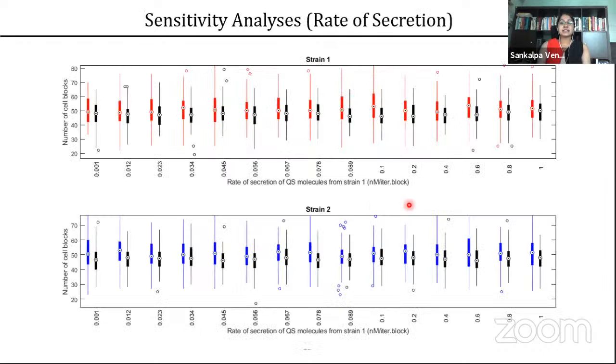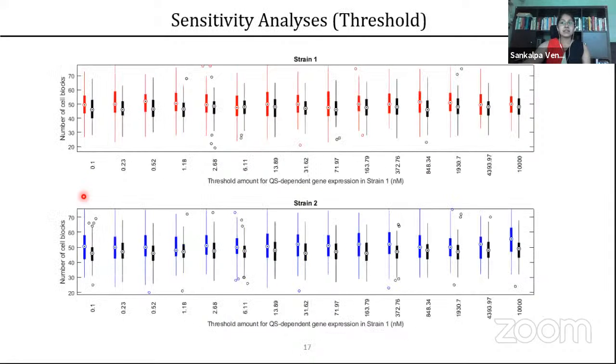So first, for the rate of secretion, in these graphs, the colored blocks represent the cells that proliferate towards, whereas the black boxes represent the cells that proliferate away. And we see that overall, across parameter sets, there are more cells that proliferate towards rather than away from the strain to which it's coupled to, both in the case of strain 1 and strain 2. And this trend is seen when we also vary the threshold concentration, where on top you see that more red cells proliferate towards blue cells, more blue cells proliferate towards red cells rather than away.